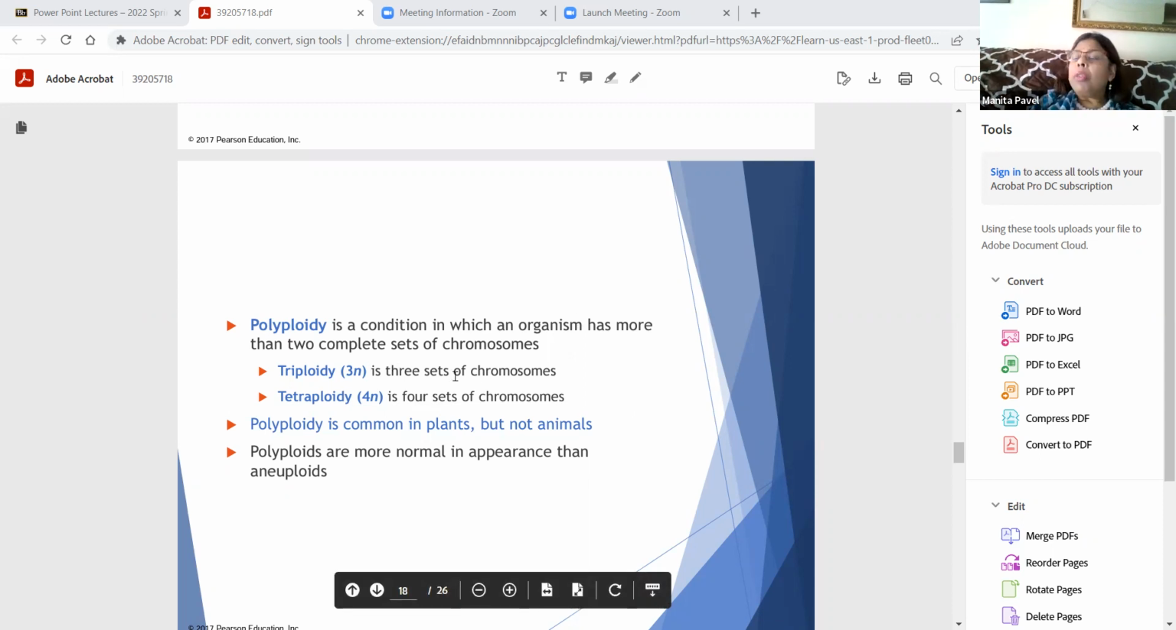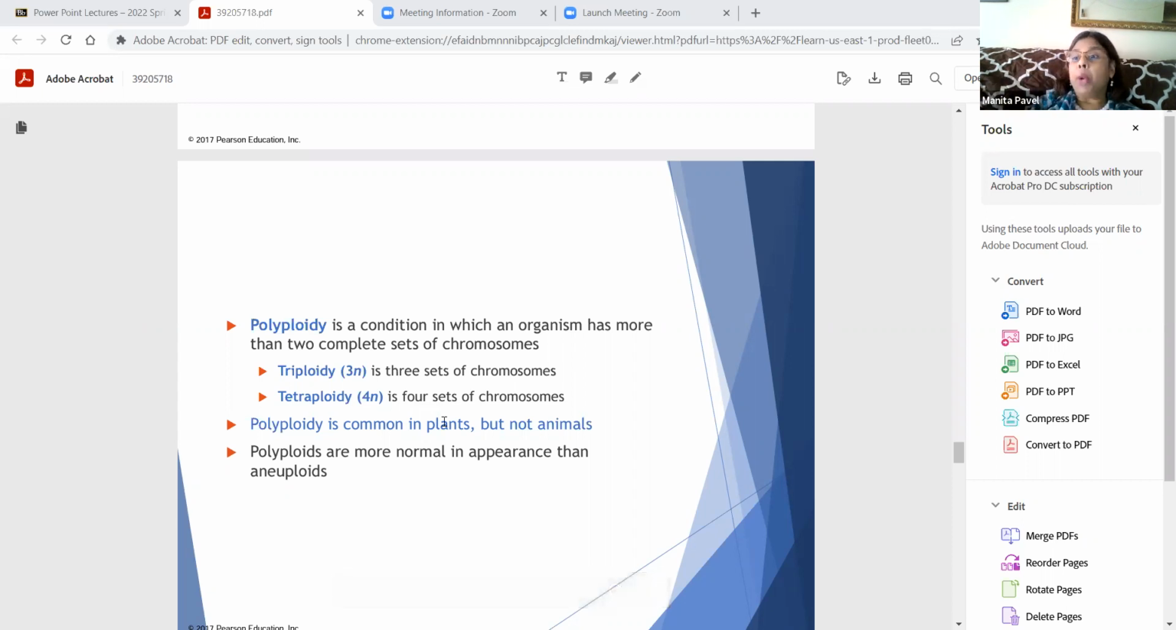So if there are 3 sets of chromosomes per cell, then it's called triploidy. Tetra comes from the word 4, so it's 4 sets of chromosomes, not 4 chromosomes, 4 sets or pairs of chromosomes. Now, where do we find polyploidy? Polyploidy is most common in plants, but not in animals. So in animals, we see aneuploidy and not polyploidy, as in Down syndrome.